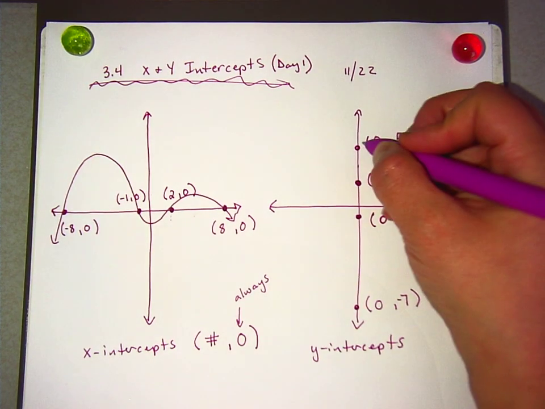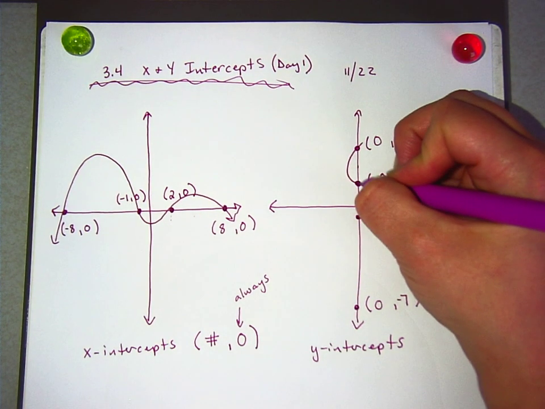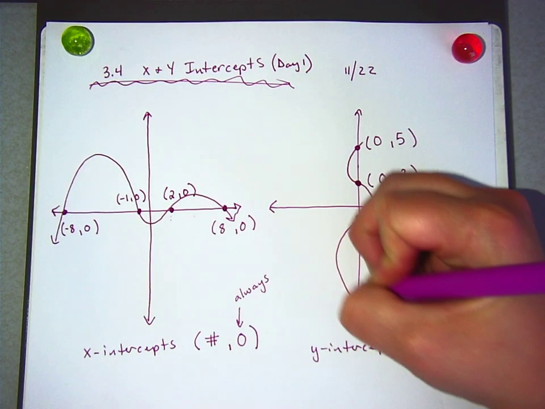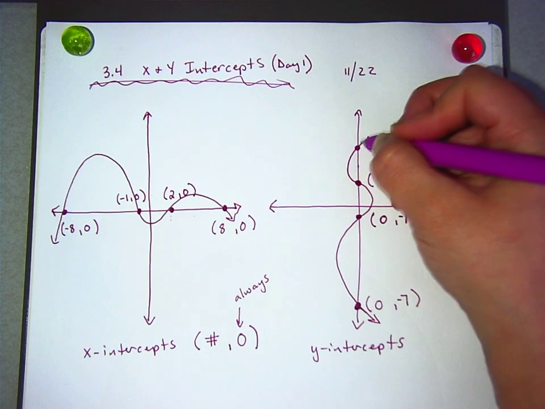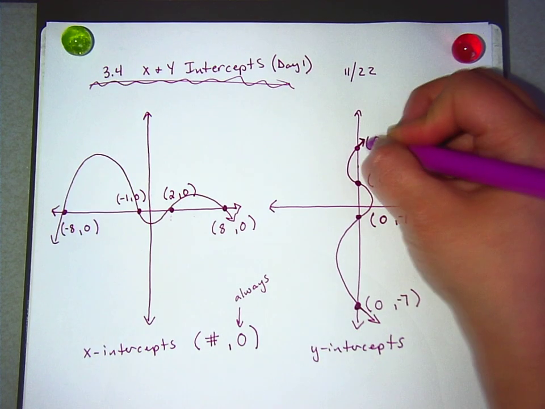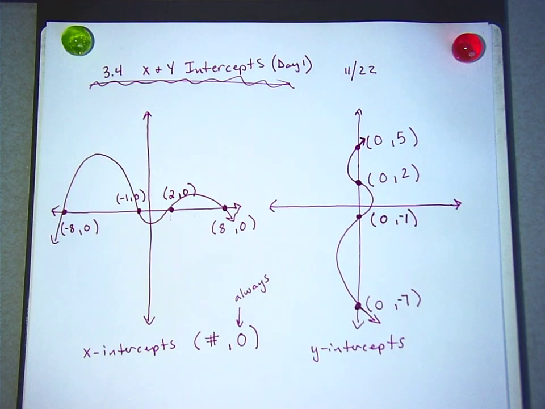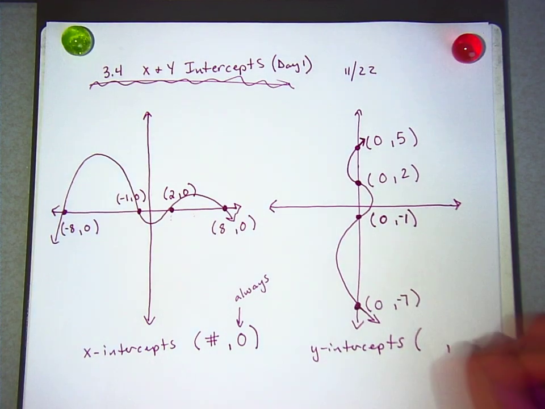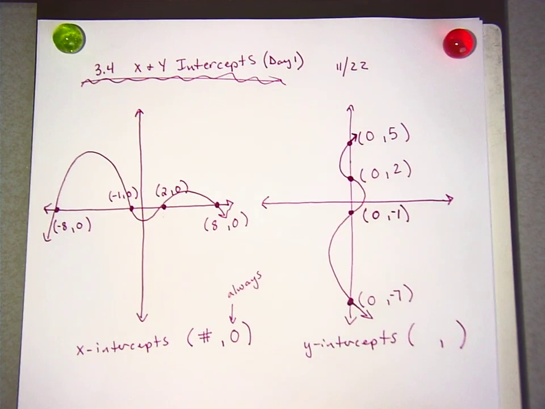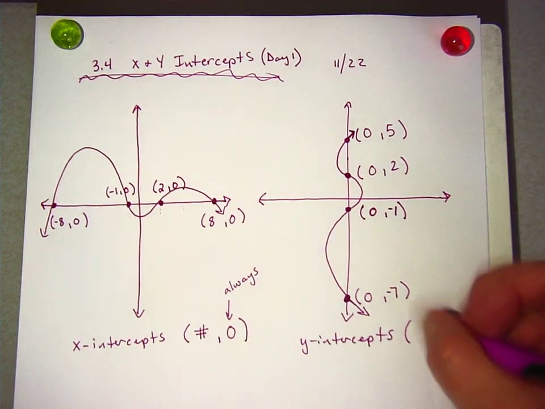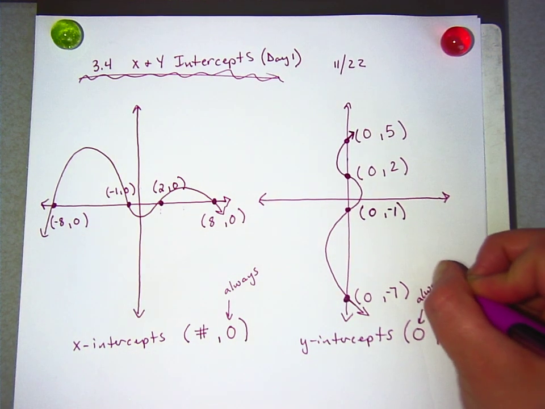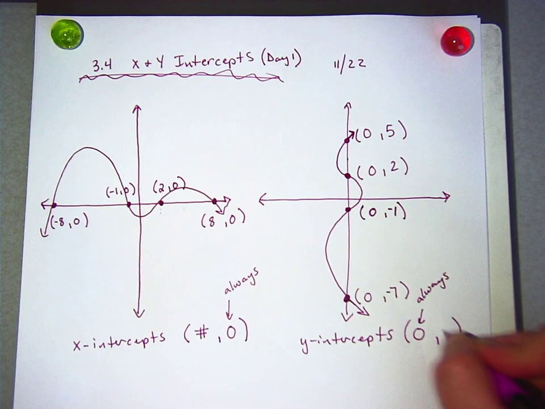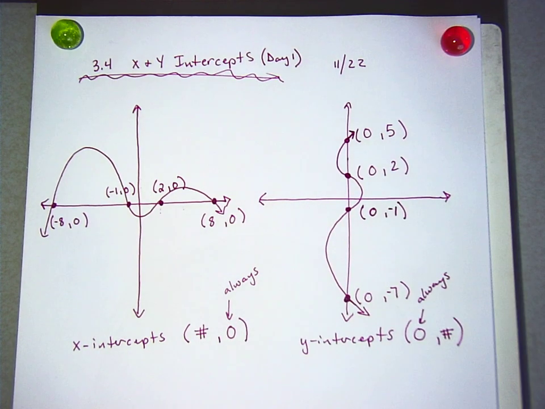If I wanted to draw, this would not be a function, because you actually can't have a function that goes back on itself when it's going up and down. But we could have a relation that looks like this. These are all y-intercepts. What should I write over here, Megan? There's always a 0 as the first number. There's always a 0 for a y-intercept as the first number, and the second number's whatever the number is.